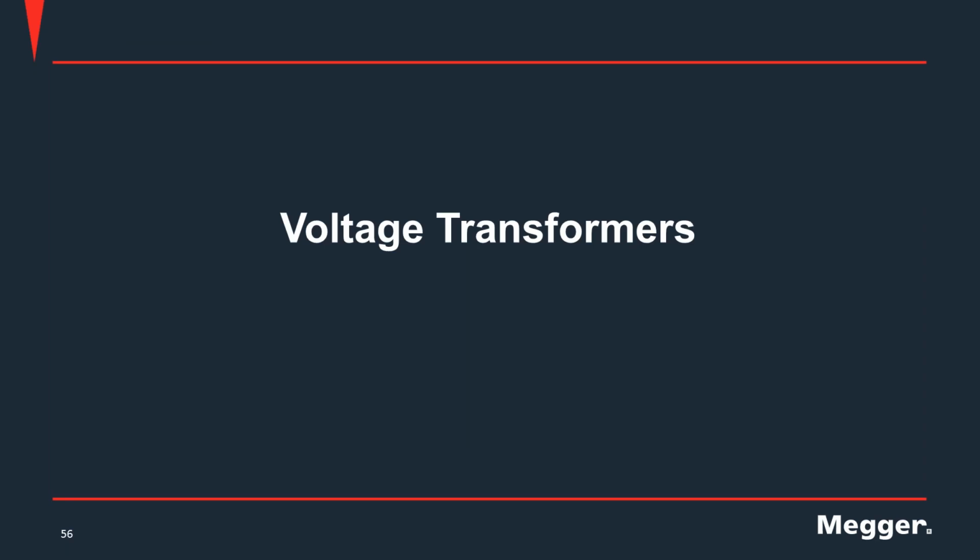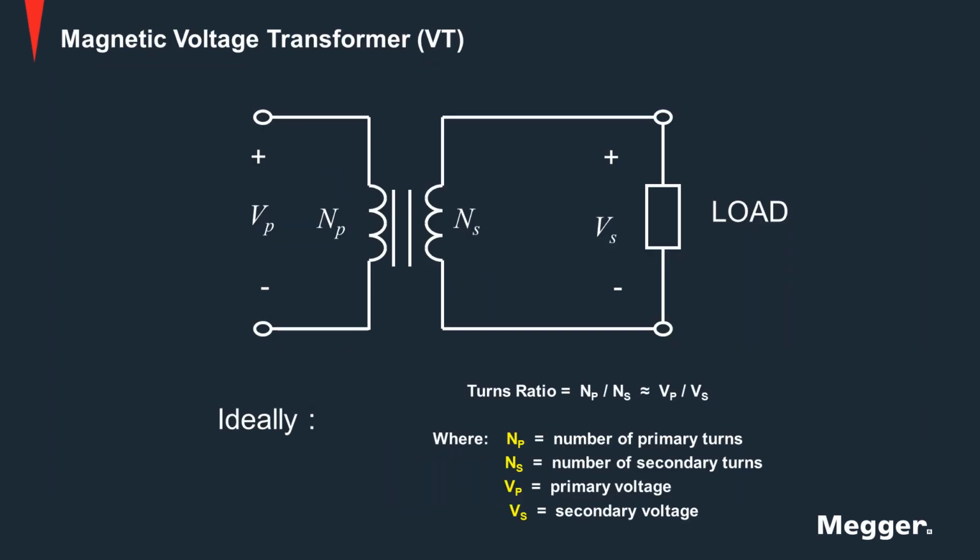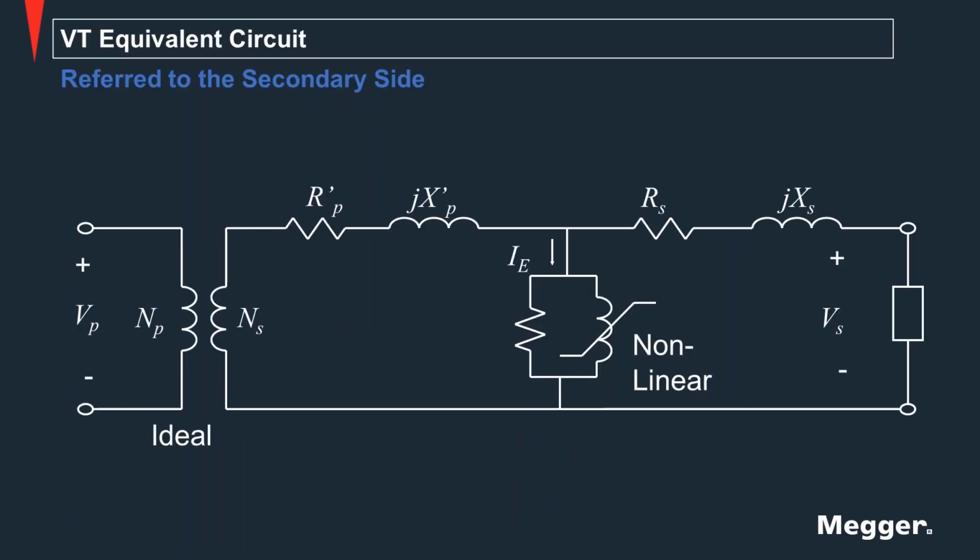Now, let's talk about the voltage transformers. Again, a voltage transformer, like I've said, is similar to the power transformer, where you have the primary winding and the secondary winding. Talking about the magnetic voltage transformer, this is the equivalent circuit of the voltage transformer. Normally, when you do the turns ratio test, the number of turns is directly proportional to the voltage. And this is the voltage equivalent circuit referred to the secondary side.